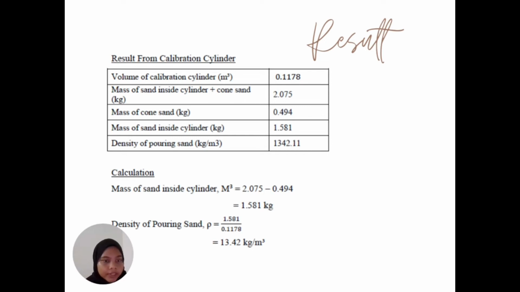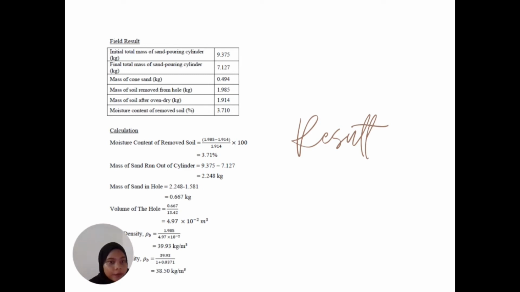And then mass of cone sand, mass of sand inside cylinder, and lastly density of pouring sand in kg over meter cubed. Okay, the calculation below is how we got density by dividing 1.581 by 0.1178, and then we got 13.42. The second one is the field result. This is shown in the table, and this is a field sample calculation of how we get the result.